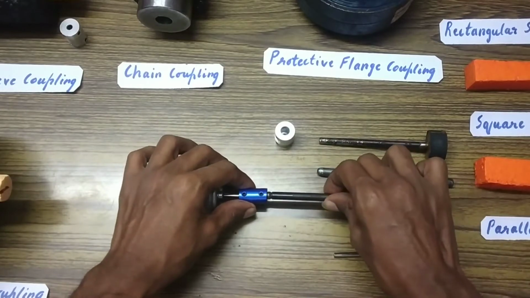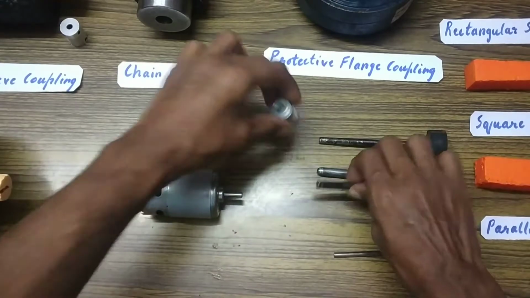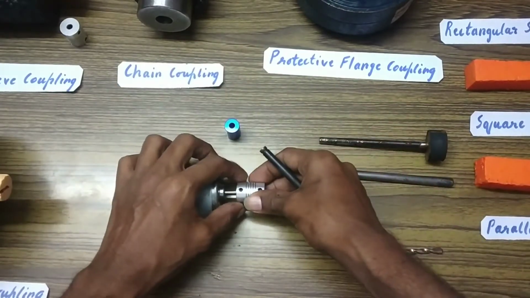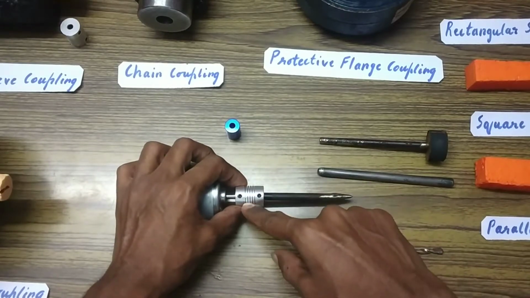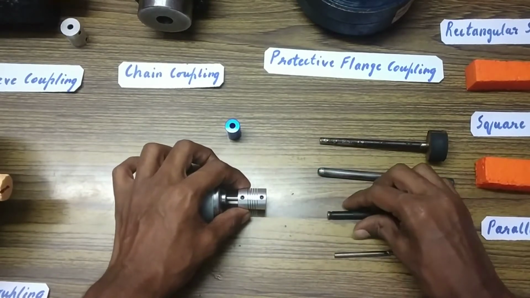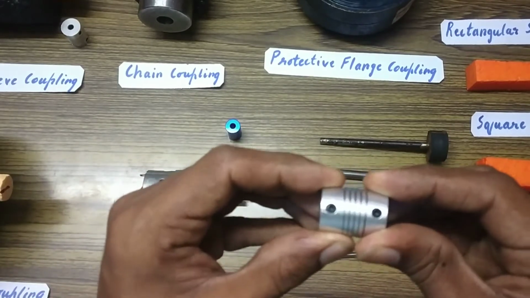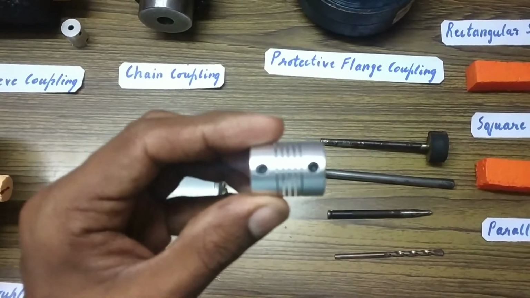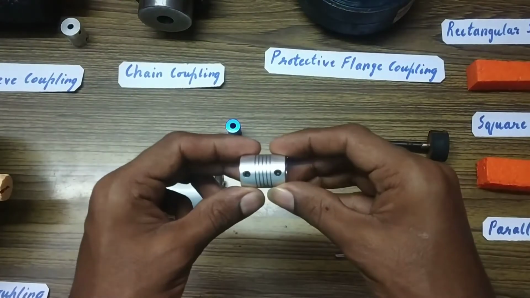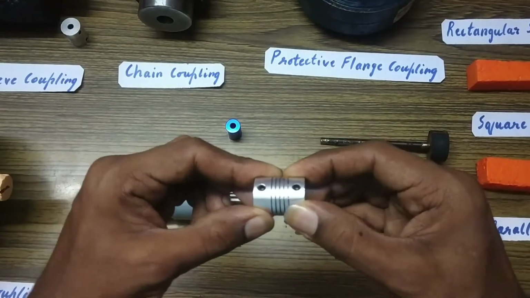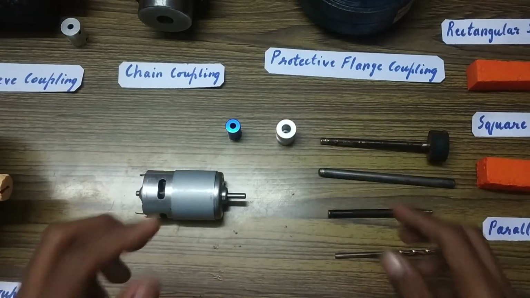So here again I have a larger one, I can fit this, and then this goes inside here. So this is a flexible coupling wherein a small amount of vibration is allowed. You can see this coupling. A small amount of vibration and all can be allowed in this coupling. So this is the use of a coupling.